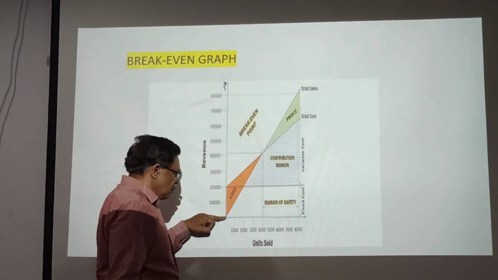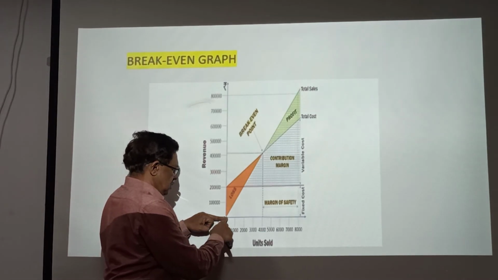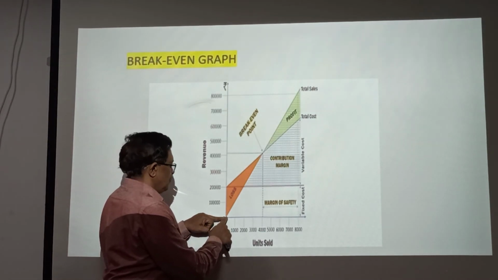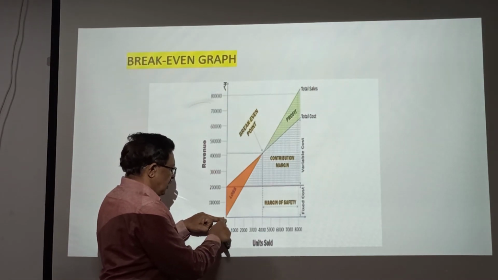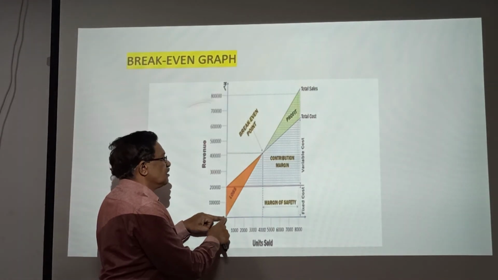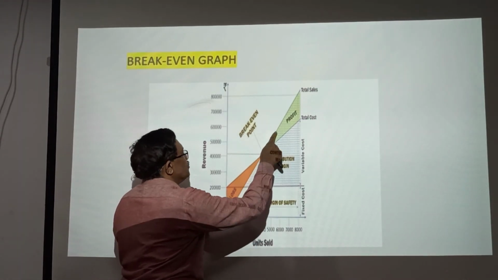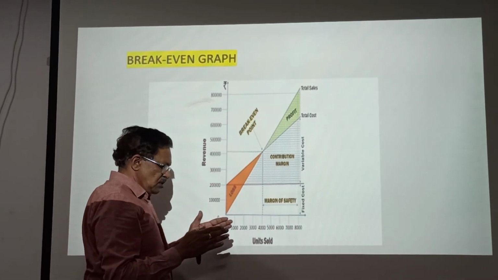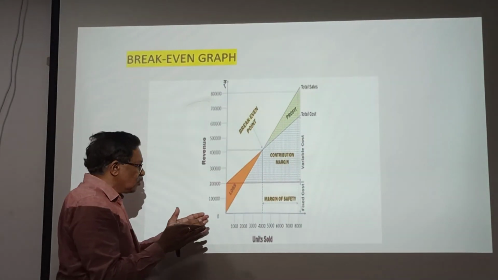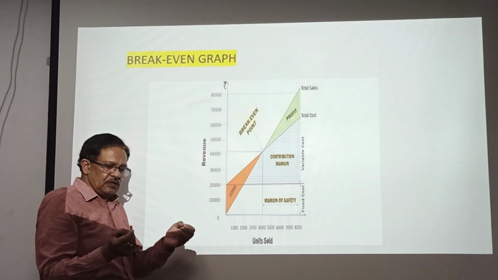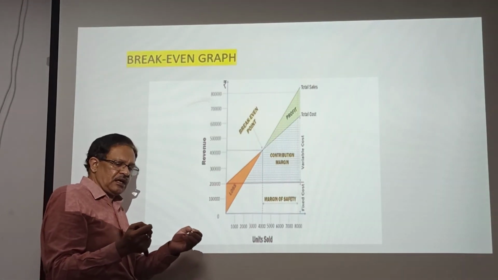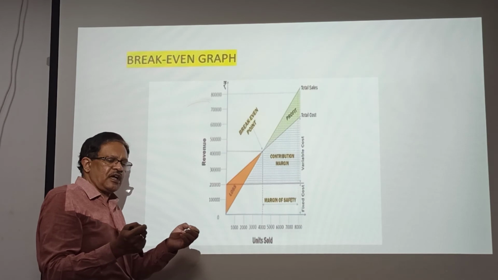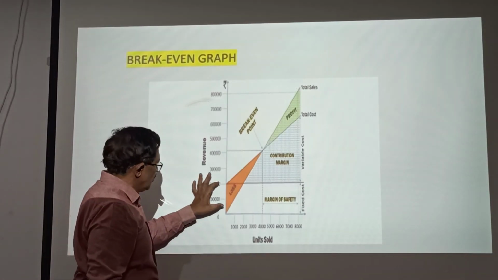Now, with regard to the sales, the total sales curve, when you are not producing anything, starts here and moves up like this. The difference between the total sales and the total cost gives us the position with regard to whether we are making profits or whether we are going to make losses.